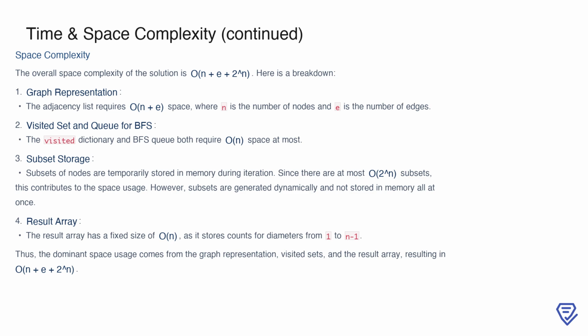Third, subsets of nodes are generated dynamically during the iteration process. While there are 2 to the power of n subsets, they are not stored in memory all at once, so their contribution to space usage is managed efficiently. Finally, the result array, which stores the counts of subtrees for each possible diameter, has a fixed size of n. Combining these factors, the space complexity is dominated by the adjacency list and the temporary structures used during BFS and subset generation, resulting in n plus e plus 2 to the power of n.